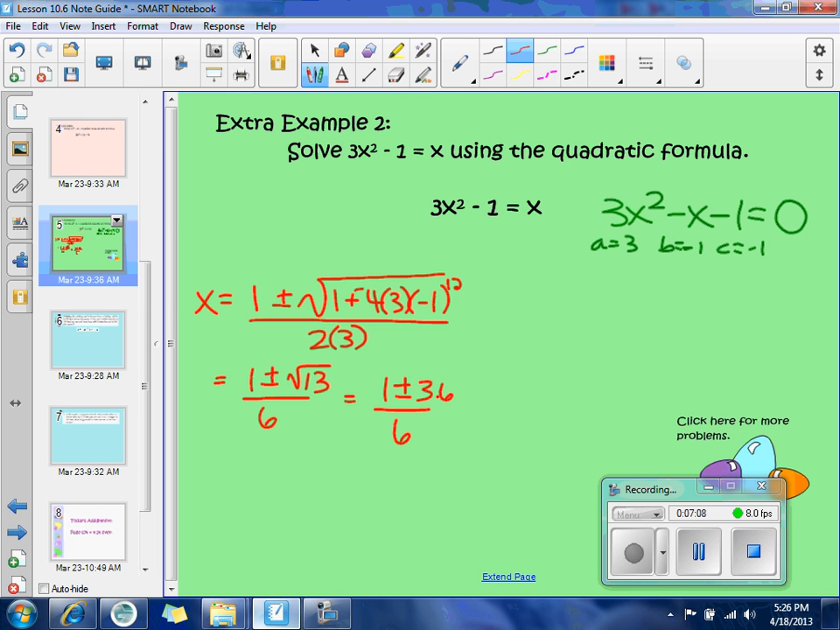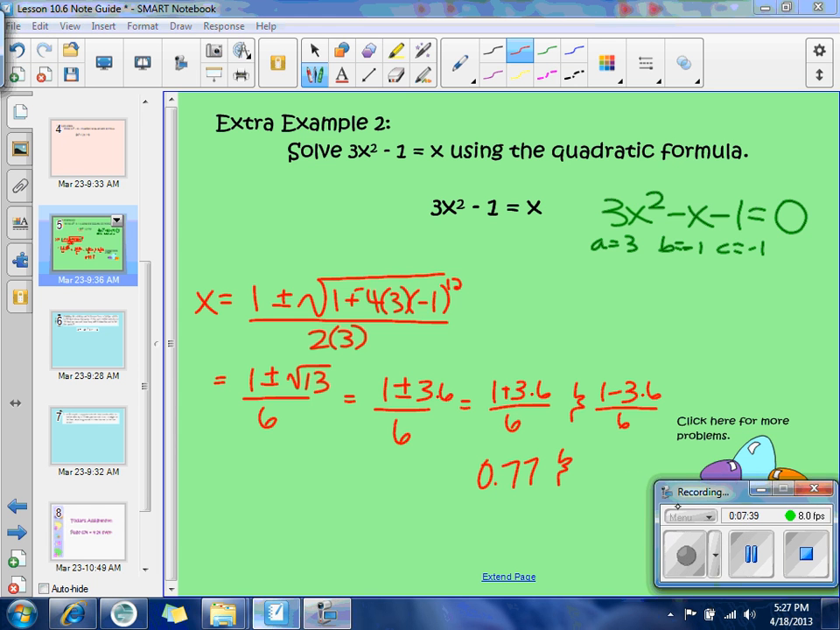Now, I'm not going to clear my calculator, but I'm going to do 1 plus that 3.6 in my calculator, and 1 minus the 3.6 in my calculator, and then divided by 6. Now, that number is still in my calculator. I'm going to add 1 to it. I have 4.6 and more digits, and divide that by 6. And I get an answer of 0.767, which I'm going to round to 0.77.